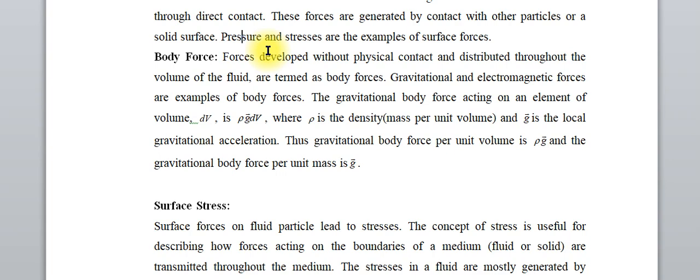Actually, the force applied on the fluid particle follows Newton's second law of motion, F equals ma. That force consists of surface force and body force, so F will be the sum of surface force plus body force. The surface forces will generate stresses, the surface stresses, and from these stresses we will derive the momentum equation, the governing equation, plus there will be some body forces.